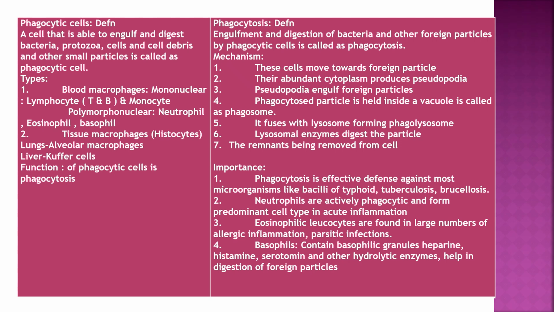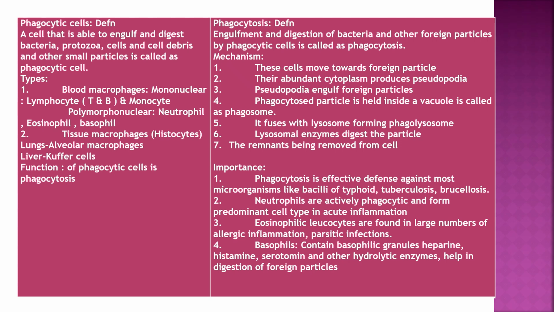Phagocytic cells: a cell able to engulf and digest bacteria, protozoa, cells and cell debris, and other small particles is called a phagocytic cell. The types are blood macrophages. They are mononuclear lymphocytes T and B and monocytes, and polymorphonuclear neutrophil, eosinophil, basophil. Tissue macrophages, histiocytes: lung alveolar macrophages, liver Kupffer cells.